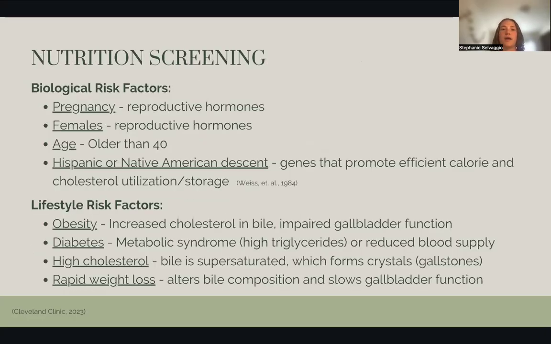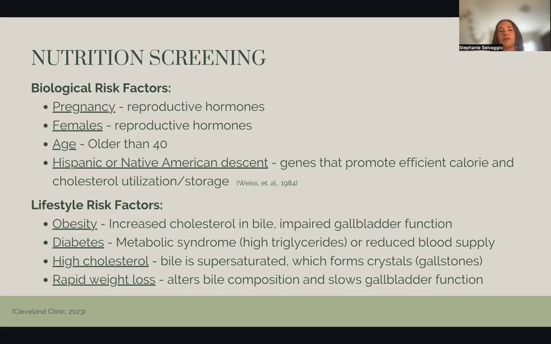Some biological risk factors for cholecystitis are pregnancy and being female, which both of those are related to our reproductive hormones. Age, where you're older than 40, and being of Hispanic or Native American descent. These people have genes that promote efficient calorie and cholesterol utilization and storage. So since they're able to use that cholesterol more, more is bioactively available to them, and it means there's more of it to crystallize in the gallbladder.